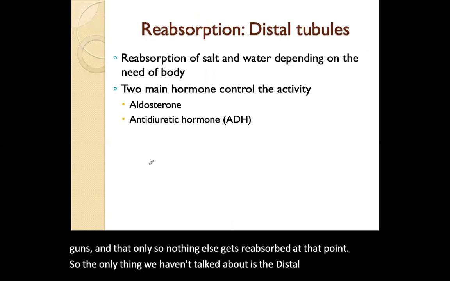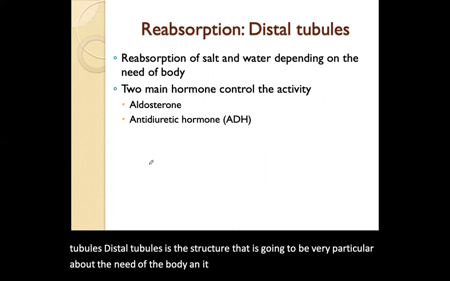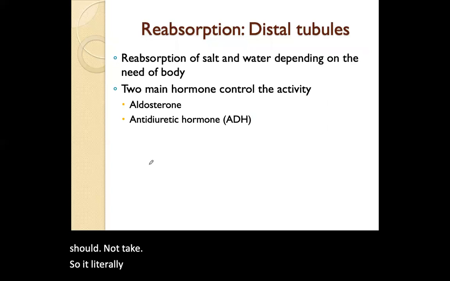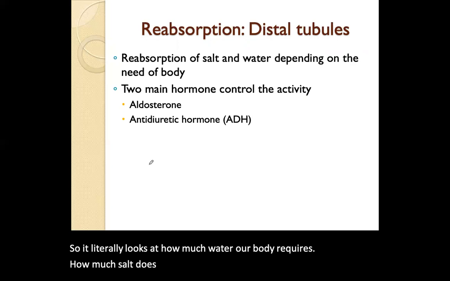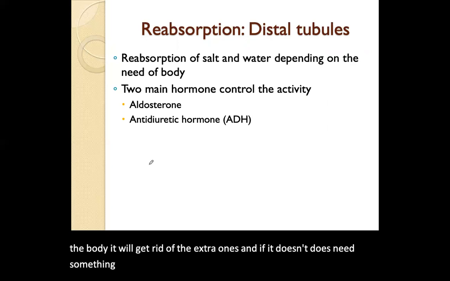Distal tubules is the structure that is going to be very particular about the need of the body, and it decides what your body should or should not take. So it literally looks at how much water our body requires, how much salt your body requires, and depending on the need of the body, it will get rid of the extra ones. And if it does need something, then it reclaims it back, or reabsorbs it back into the system. Now, distal tubule does not work on its own.